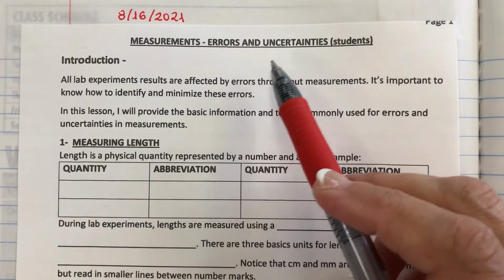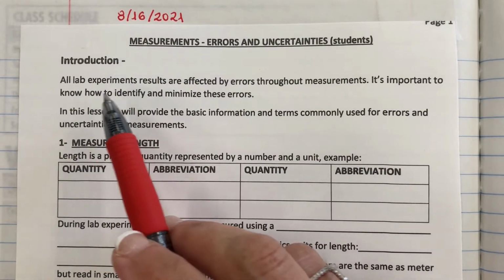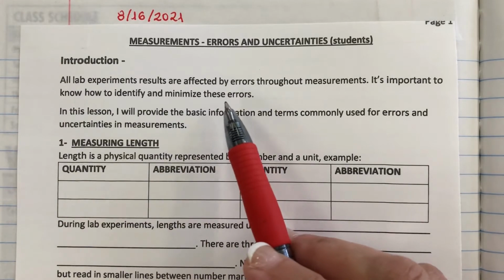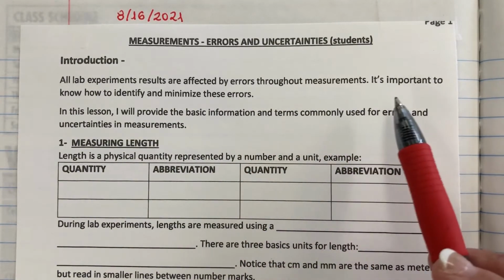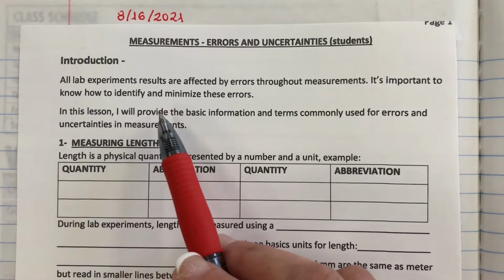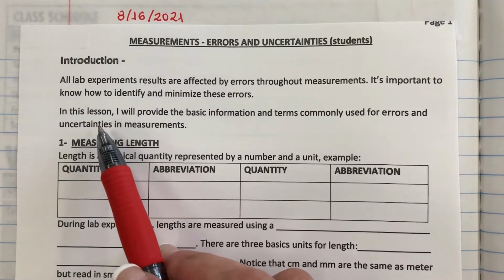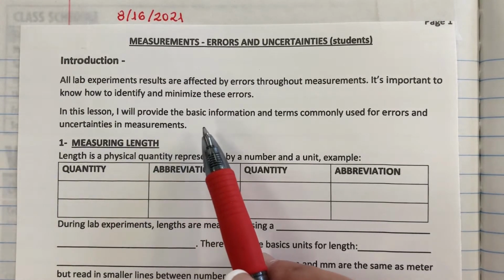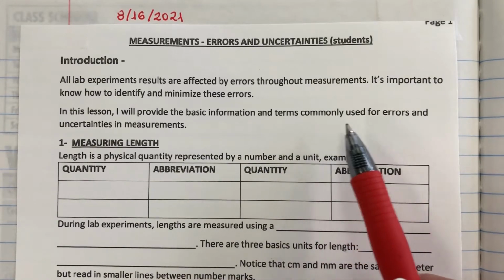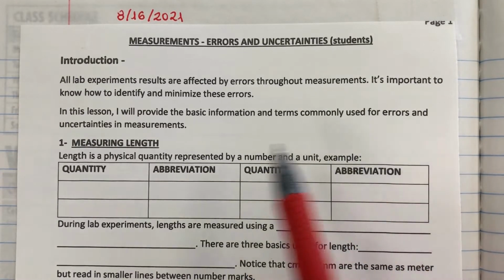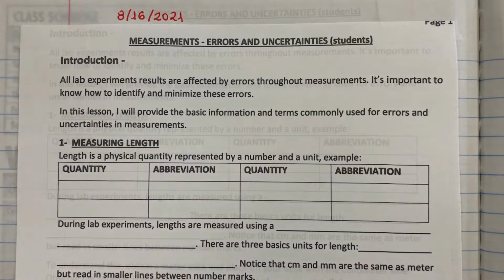Measurements, errors, and uncertainties. Introduction. All lab experiment results are affected by errors throughout measurements. It's important to know how to identify and minimize these errors. In this lesson, I will provide the basic information and terms commonly used for errors and uncertainties in measurements.